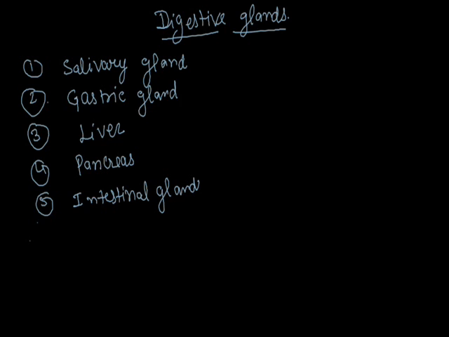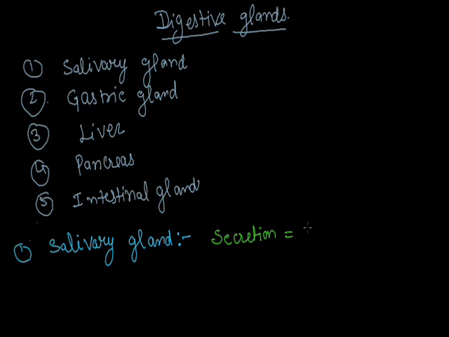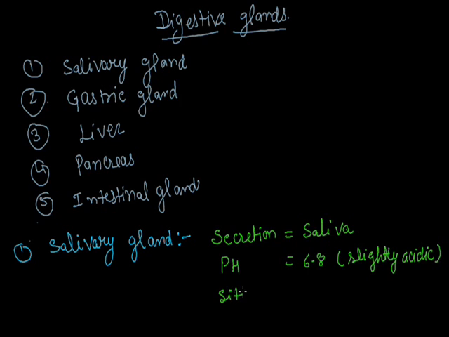Now we will start the salivary gland. We all know that the salivary gland secretes saliva. What is the pH of saliva? 6.8, that is slightly acidic. Site of action is the buccal cavity.